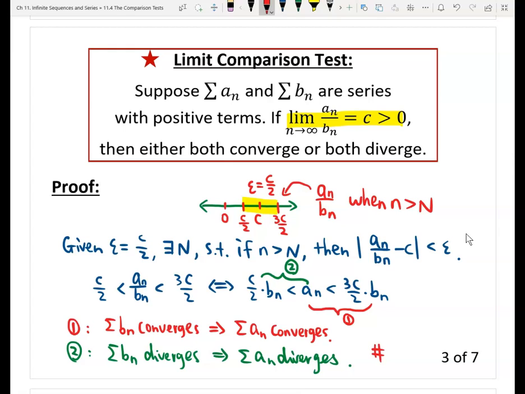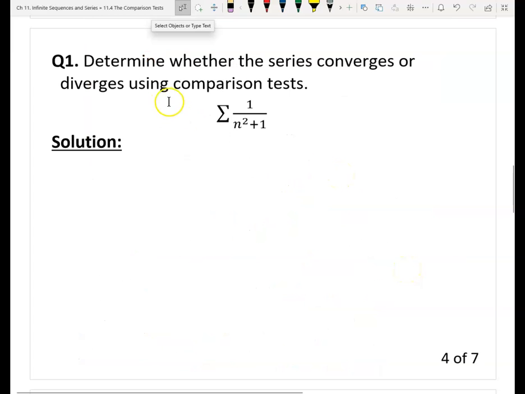Now let's practice this comparison test. Here is the first question. We need to determine convergence or divergence of this series. This is a positive series, right? Not a p series, not a geometric series. However, I'm going to show you we can link this series to a p series. Remember, we have a limit comparison.